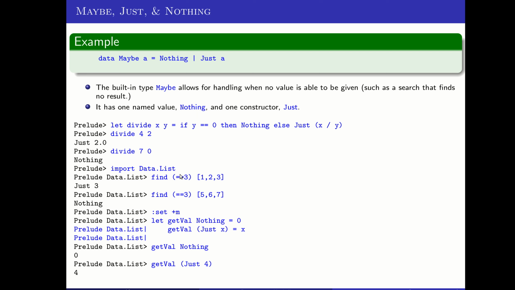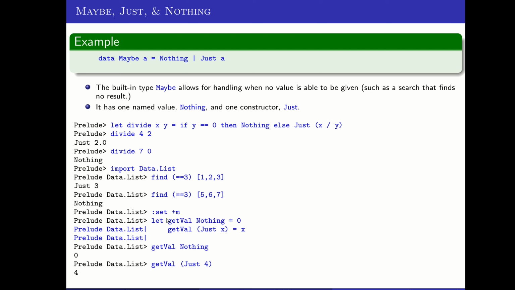So if I look for something that's equal to 3 in the list 1, 2, 3, it will return me just 3. If I look for something that's equal to 3 in the list 5, 6, 7, it will return me nothing. Here, I've set the multi-line so that I can show you a multi-line function in this example. And I want to remind you that that's there so that you can use it when it's necessary for you.